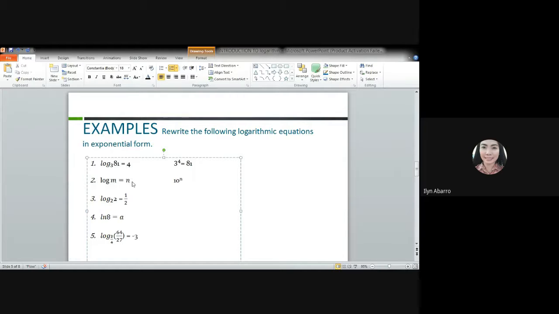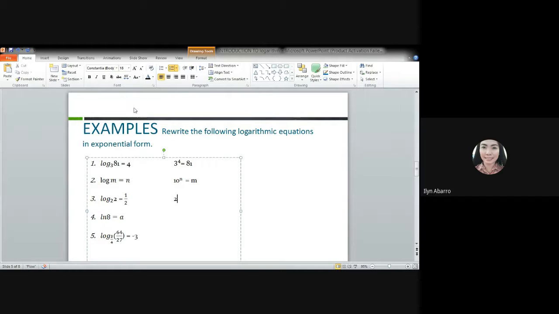So, to the n power. Asan na yung n? Okay? Is equal to, ay mali. Is equal to what? M. So, yung logarithm of M. Yan. So, that is the exponential form. Number 3, the logarithm of 2 with base 2 is equal to 1/2. So, our base here is 2 with an exponent of 1/2. So, our exponent is 1/2.